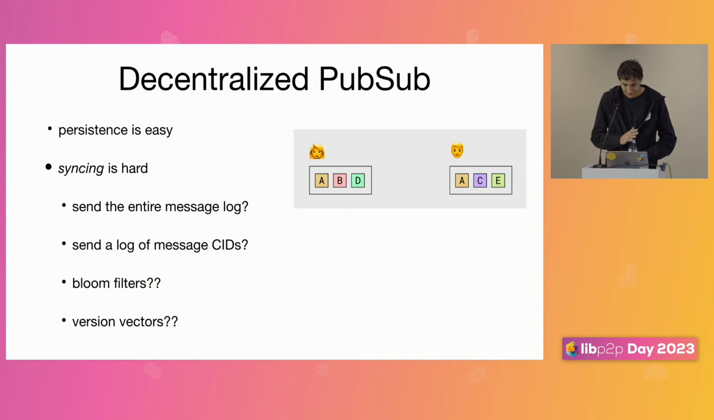In the first, most naive case, they can just send each other their entire message logs. That's a lot of data, so we don't want to do that. Maybe it's months of chat history, right? You don't want to do that. So could we send just a log of just the CIDs? Okay, well, even that is probably still a lot of data. And if it's something that we're going to be doing a lot, like on every new connection or periodically, we don't want to do that either.